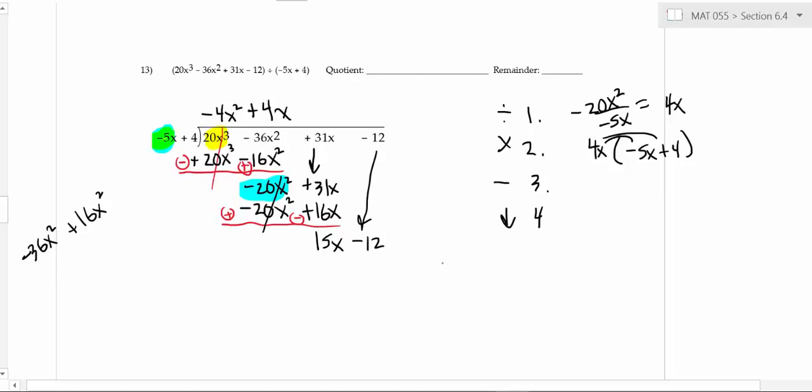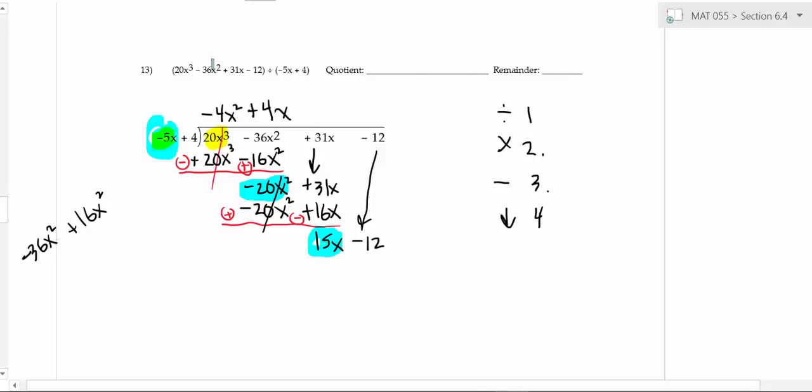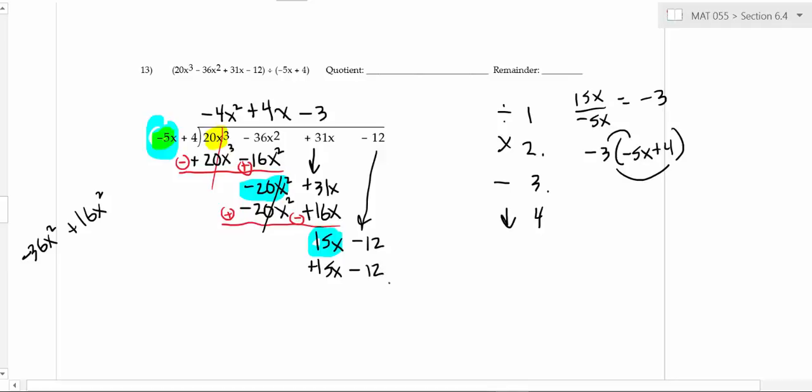And then we need to do one last loop. Okay? So one more time we've got to do it. This time, what you're going to do is 15x divided by negative 5x. So what's 15x divided by negative 5x? Negative 3. Okay, we got that. Now you're ready to multiply. So you're going to go negative 3 times negative 5x plus 4. That's a distributive property, so that's going to be positive 15x minus 12, like that.